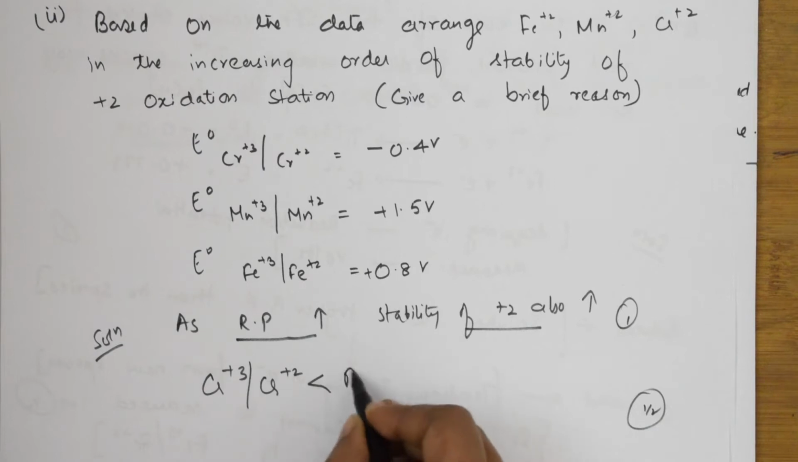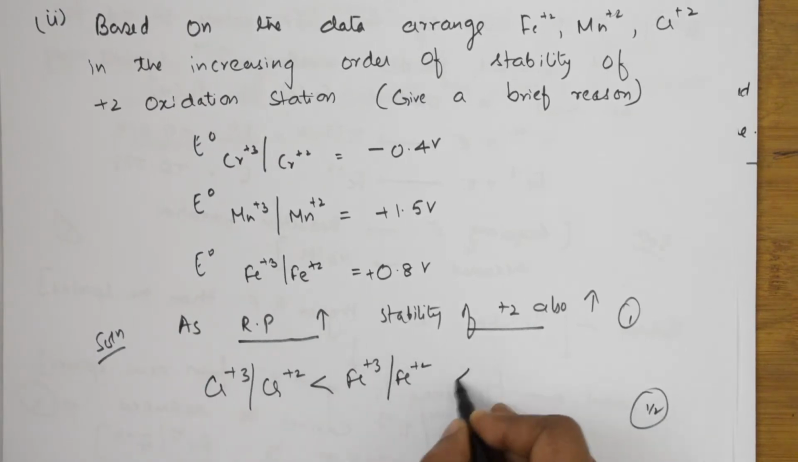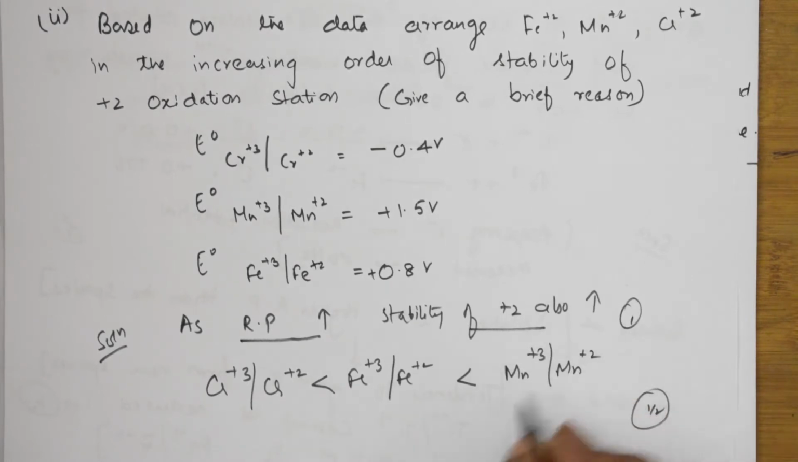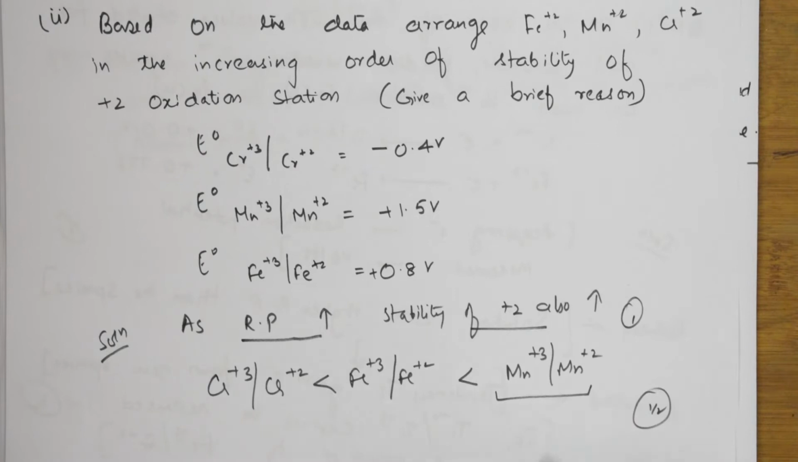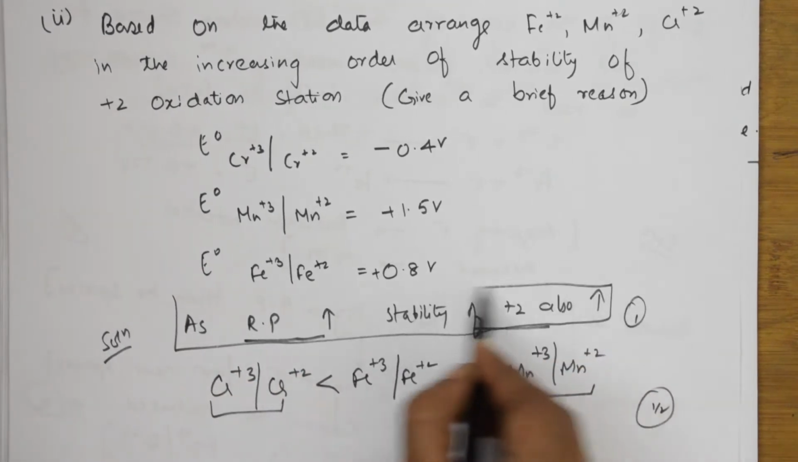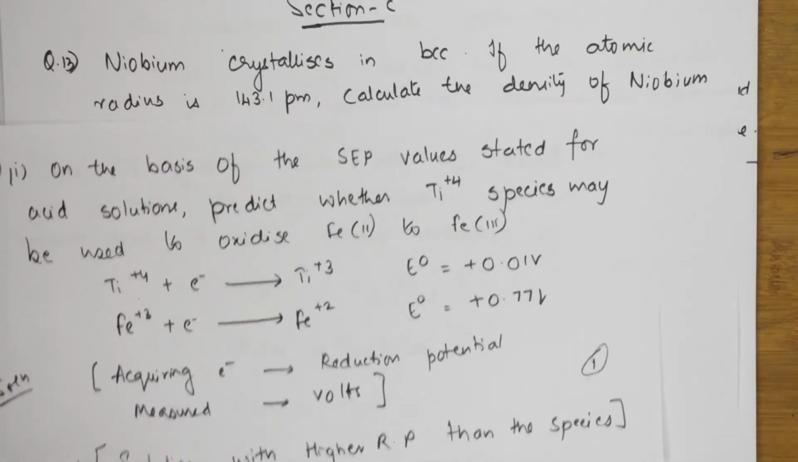It is less than iron. Why iron? Why did we say iron? Because according to the number which I see, it is further less than manganese, which is 1.5. So this is having the maximum stability of plus 2 oxidation state. This is minimum, because according to this clue which you should remember. Yes, done. So this is your question, students. So this is your 1.5 mark question.